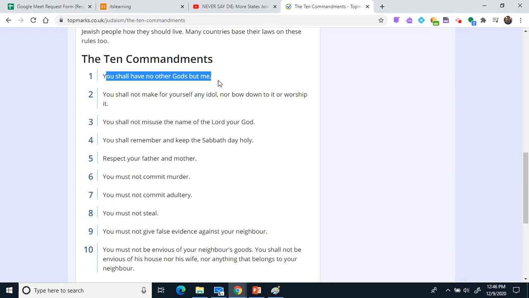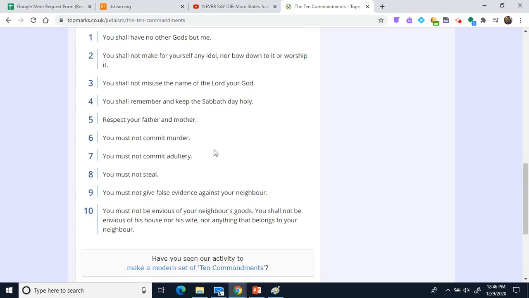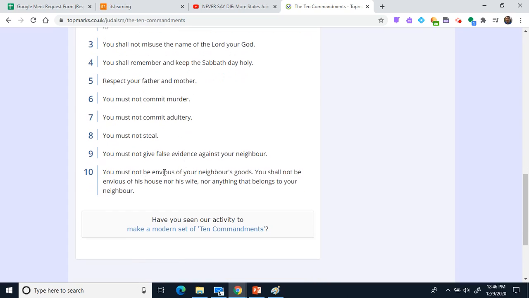So first one, you shall have no other gods but me. Very simple. Two, you shall not make for yourself any idol, nor bow to it or worship it. So basically, no idol worshiping. Three, you may not misuse the name of your Lord God. Four, you shall remember and keep the Sabbath, the holy day. Five, respect your father and mother. Six, you must not commit murder. Seven, you must not commit adultery. Eight, you must not steal.